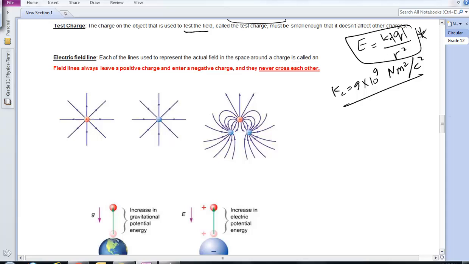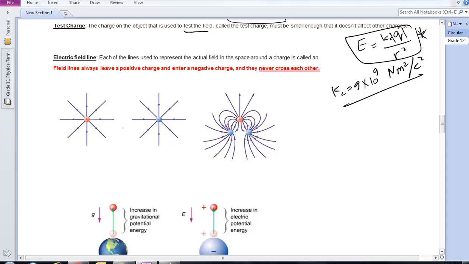Electric field lines. Electric field lines are not the force lines, so please do not be confused between both terms. Electric field lines are the lines that are used to represent the actual field in the space around the charge. And we know that for the positive charge the direction is outward, while for the negative charge it is inward.